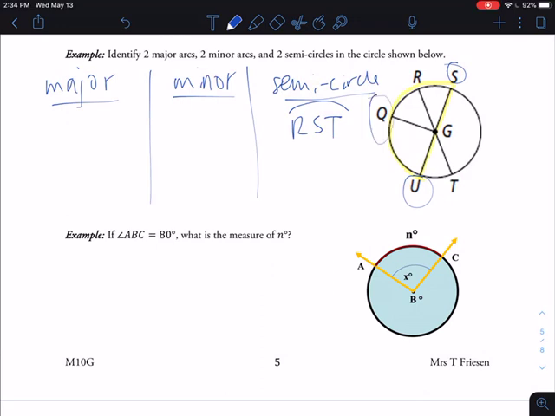So I'm going to use Q as my other one. So I'm going this way, S, Q, U. Again, if you went the other way, that would be fine.